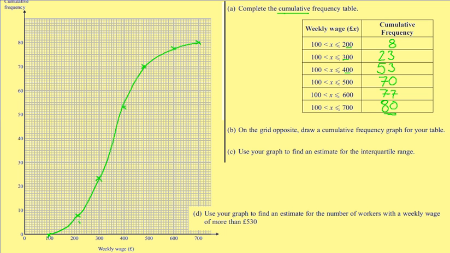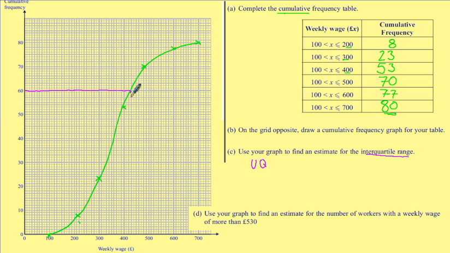Okay, in the next part of this question, we're asked to use our graph to find an estimate for the interquartile range. Now the interquartile range is going to be the difference between the upper quartile, so the upper 3 quarters, and the lower quartile, or the lower quarter. So the upper quartile, I'm going to find from the upper 3 quarters, so I want 3 quarters of 80, which takes me to 60.